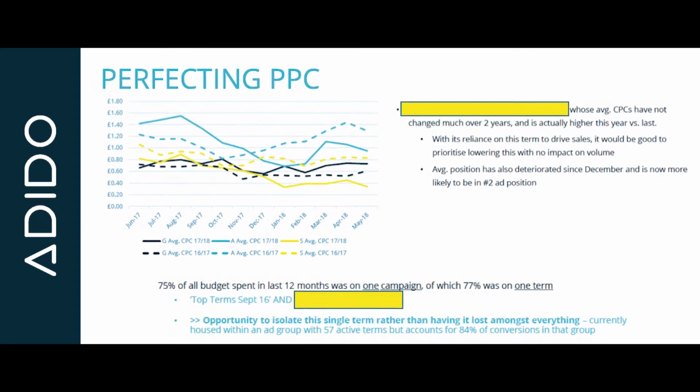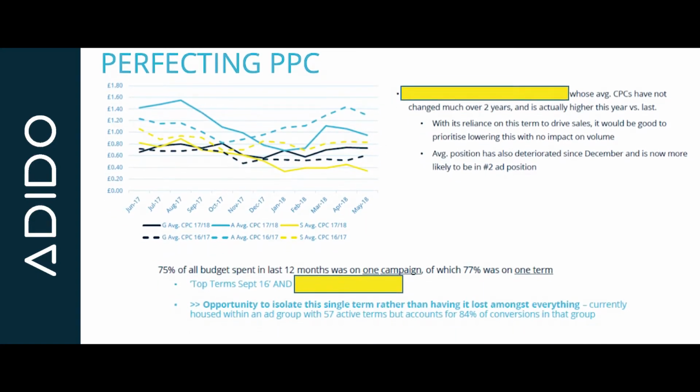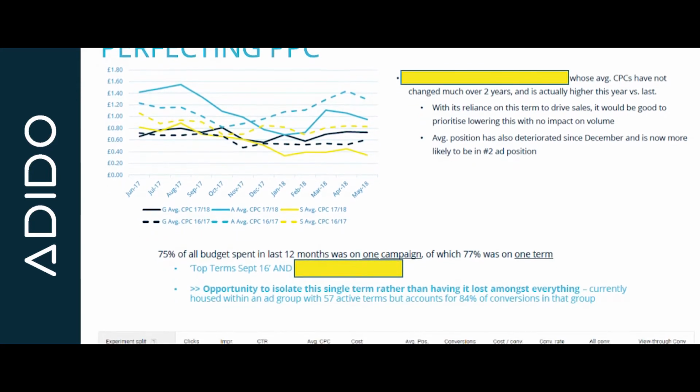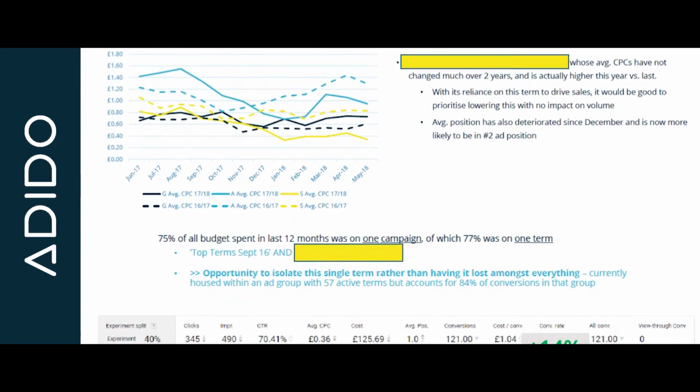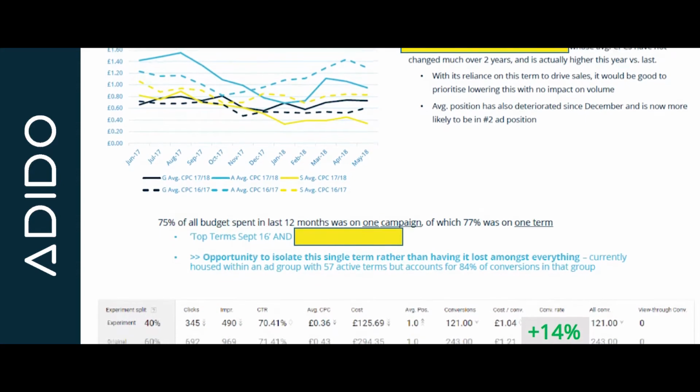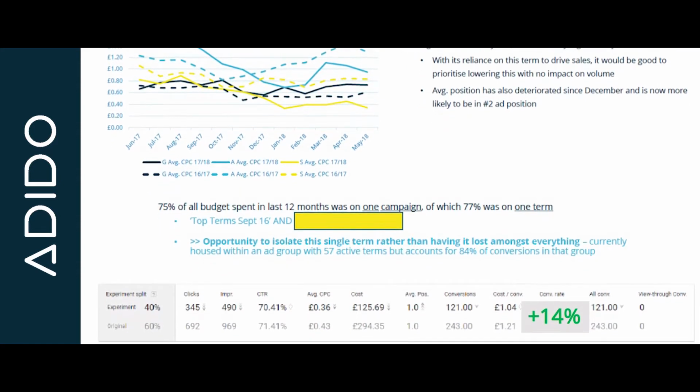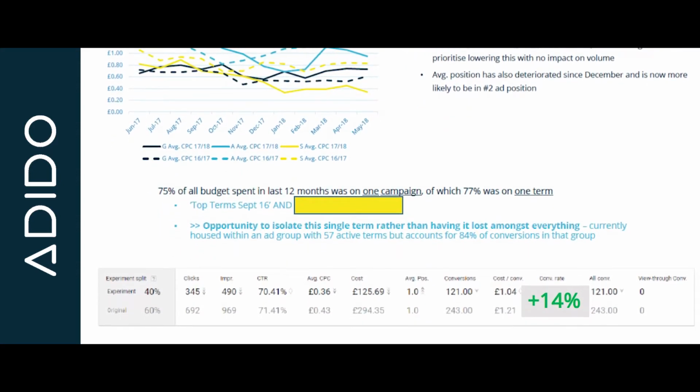We still managed to maintain our #1 position. We still managed to get the conversions that we expected. We just paid roughly 15% less for those ads and for those clicks than we would have done if we just let them run through the normal process.